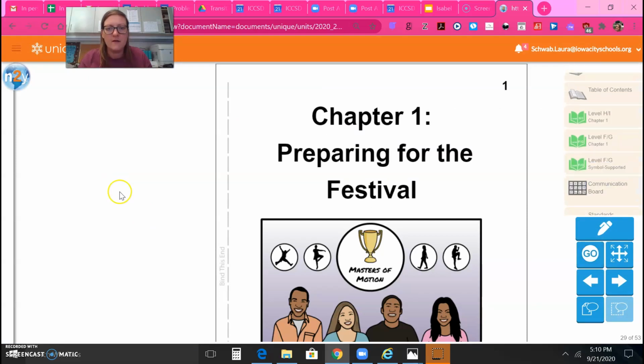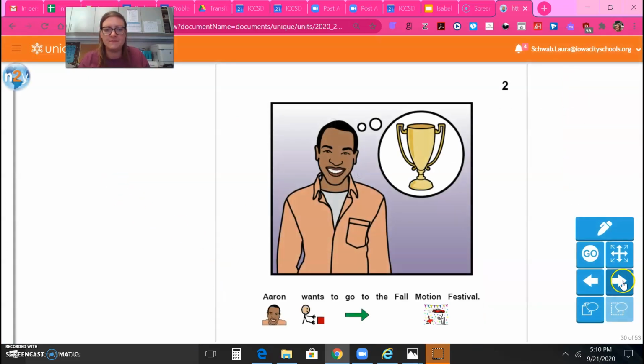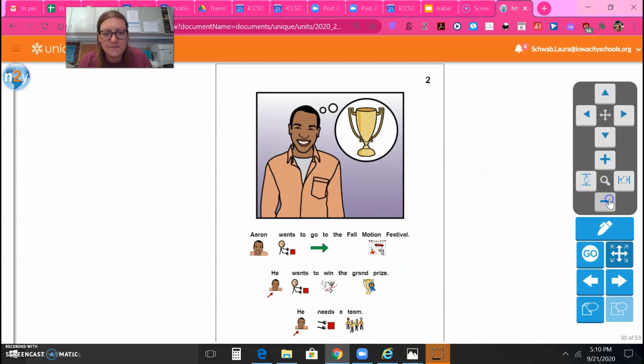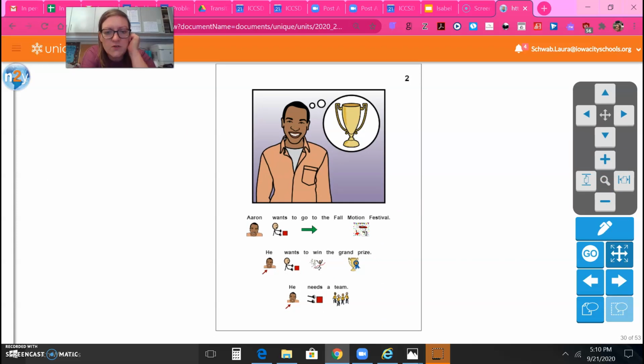There we go. All right, chapter 1, Preparing for a Festival. Oh, we're going to read about Mr. Aaron today. Aaron wants to go to the Fall Motion Festival. He wants to win the grand prize. He needs a team. What is a team? A team is a group of people that work together to win the prize. Aaron needs a team.